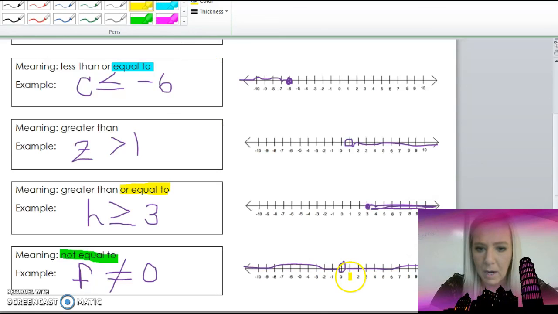And then I'm going to go back and highlight 1 because I'm number 1.